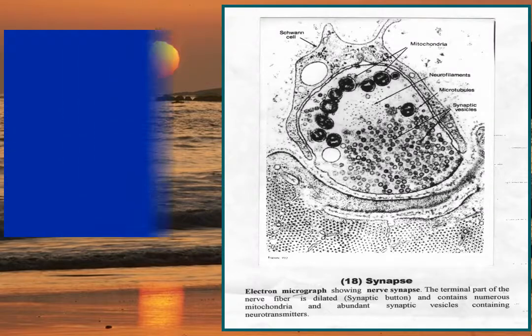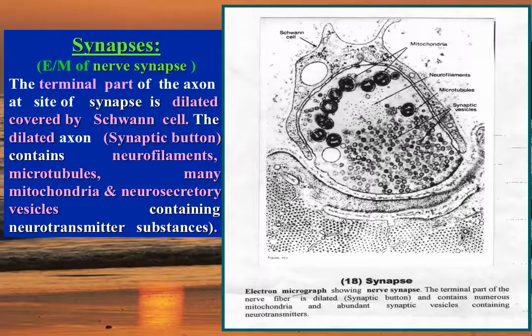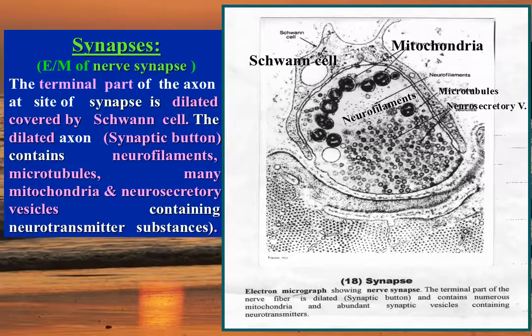Synapses. Electron micrograph showing nerve synapse. The terminal part of the axon at the site of synapse is dilated, covered by Schwann cell. The dilated axon synaptic terminal contains neurofilaments, microtubules, many mitochondria, and neurosecretory vesicles containing neurotransmitter substances.